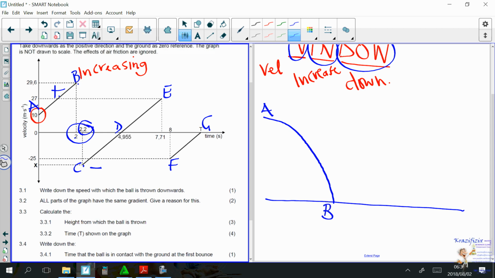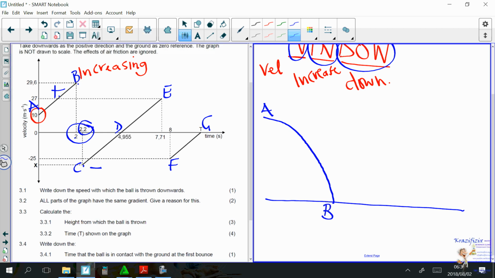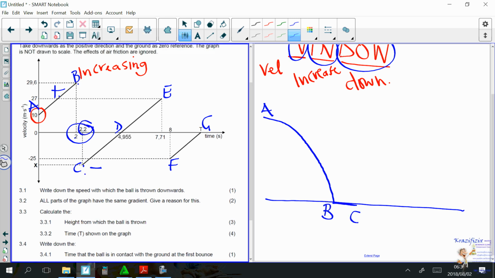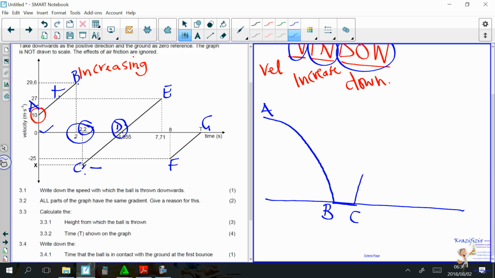What happens? It means it spends a bit of time on the ground. So the object is here. So I have my C here. So what happens to C? It's negative, right? Now what's happening to the object? It gets to point D. And the velocity here is 0. Velocity at maximum height. So that means the object changes direction and bounces up.